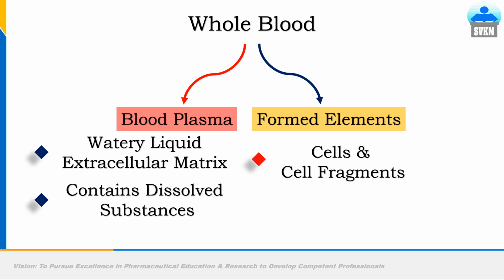So basically blood has two components. One is the blood plasma and the second one is the formed elements. And blood plasma is the watery liquid extracellular matrix in which certain substances are dissolved. Whereas in the case of the formed elements, certain cells and cell fragments are present.